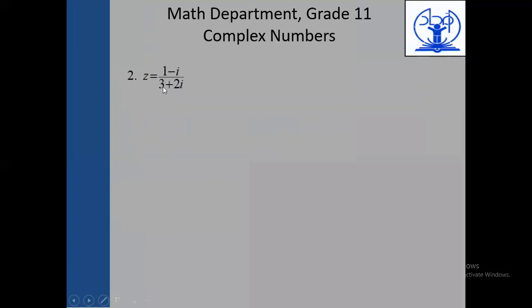Another example, z equals (1 minus i) over (3 plus 2i), multiplying by the conjugate. Following the same process, we expand the numerator. For the denominator, go directly to the real part squared plus the imaginary part squared. This will be (1 minus 5i) over 13. Final answer: 1 over 13 as a clear real part, plus i times minus 5 over 13.